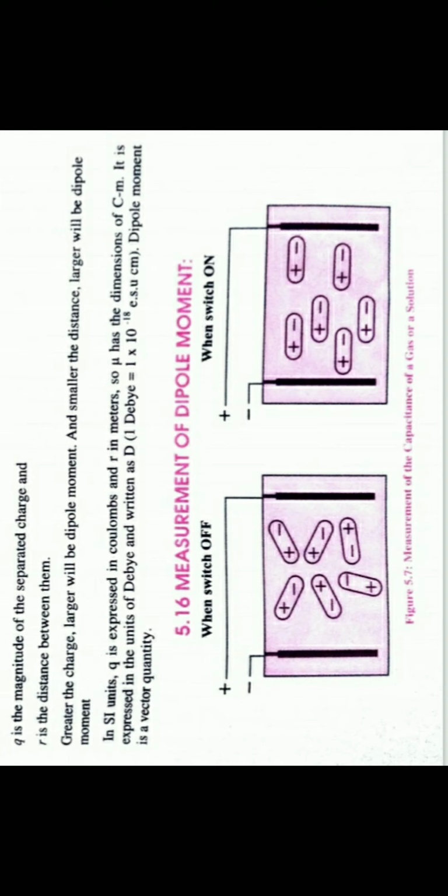So in the first figure, when the switch of electricity is off, there are two plates, one negatively charged and one positively charged. The molecules have no fixed place to stay; they are randomly distributed in the compartment. Now when we apply the electricity, when the switch is on, the positive charge is attracted towards the negative plate and the negative charge is attracted towards the positive plate. So this is the measurement of dipole moment.